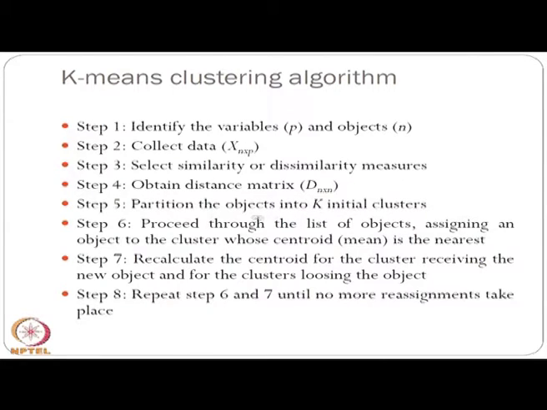What you are doing here is basically arbitrarily setting some clusters. Then proceed through the list of objects, assigning an object to the cluster whose centroid is the nearest. Recalculate the centroid again and then repeat this process until no more assignments take place. How do you do it? I am showing one example.